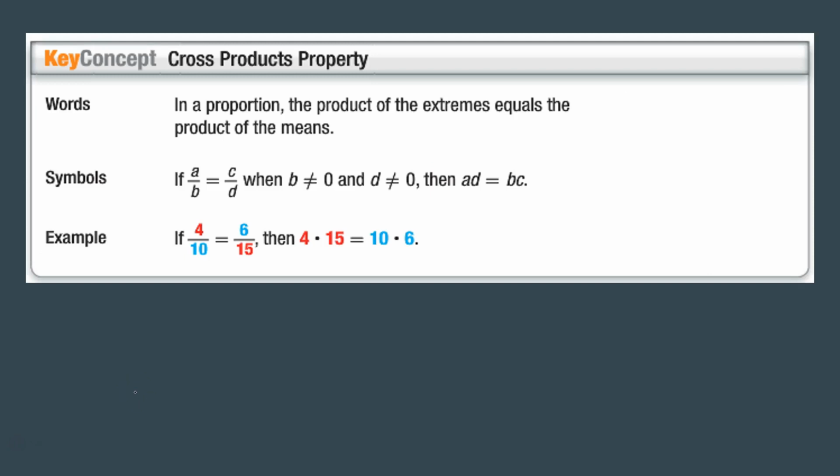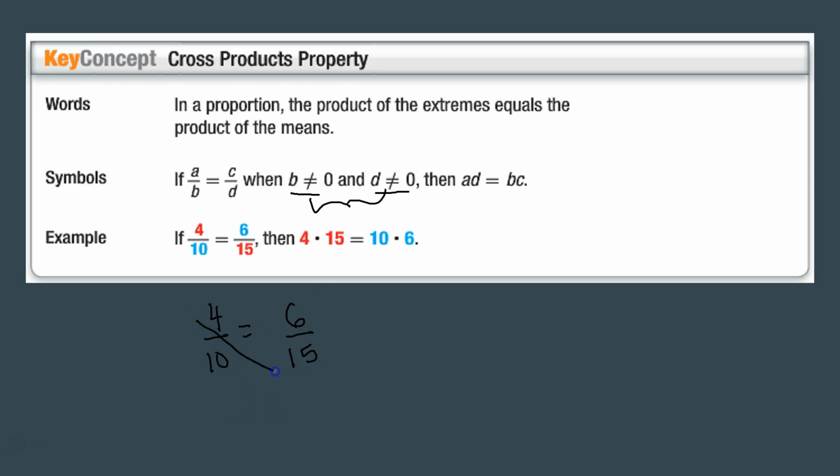So, cross-product property. In a proportion, the product of the extremes equals the product of the means. But keep in mind this special piece here, B cannot equal 0 and D cannot equal 0. Very important that we remember this. So our example here, 4 divided by 10 is equal to 6 divided by 15. Let's double check this.